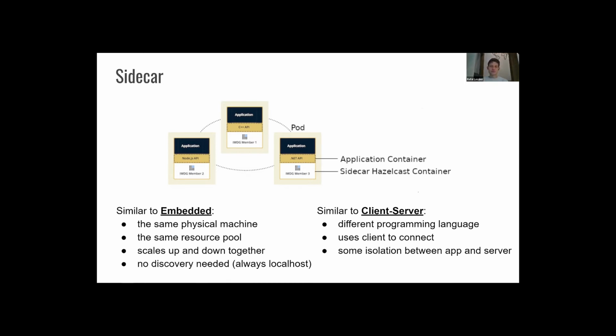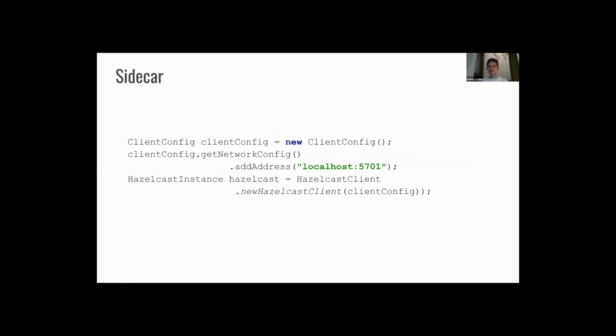So it is kind of in between embedded and client-server. How would we configure this? This is your client configuration for Hazelcast. You set up a static address, which is localhost and a default port. But after all, your whole system is not static, it's dynamic. You just know that your server will be deployed together with your application.